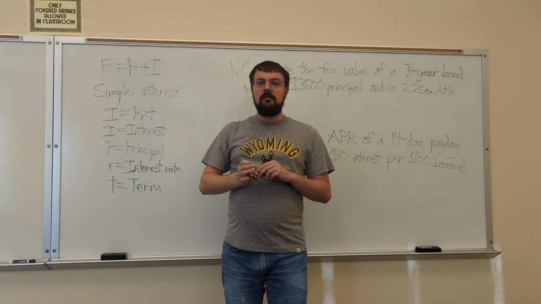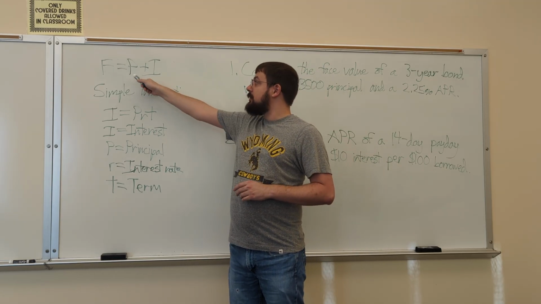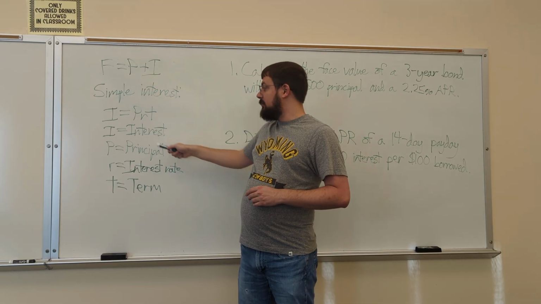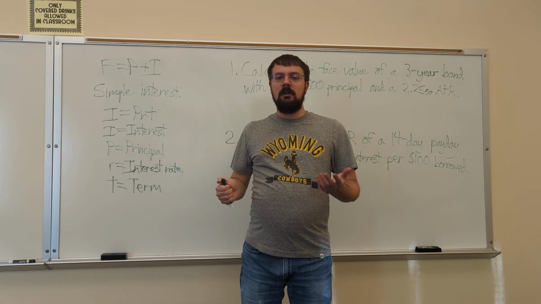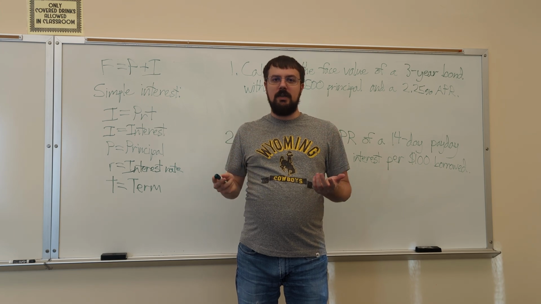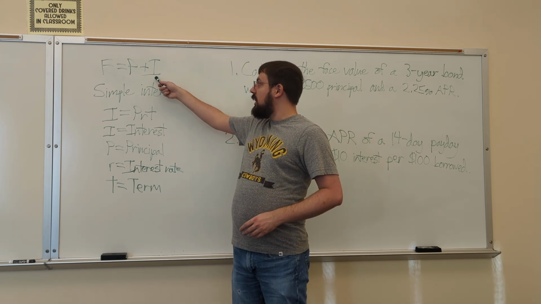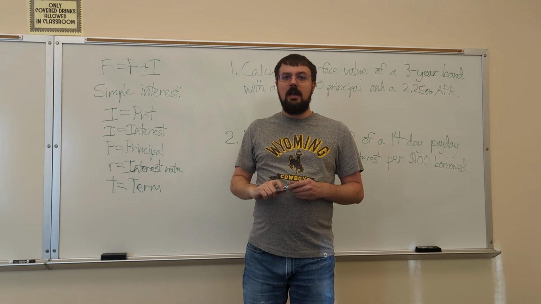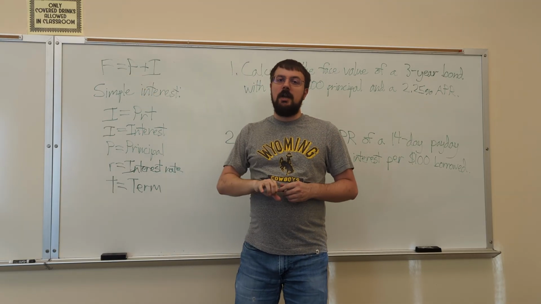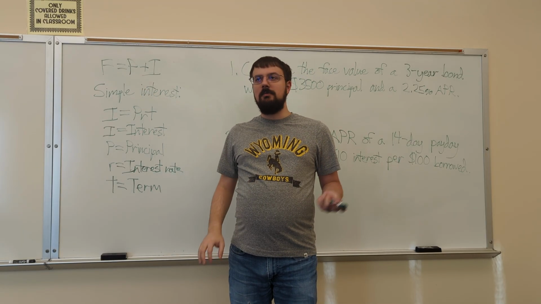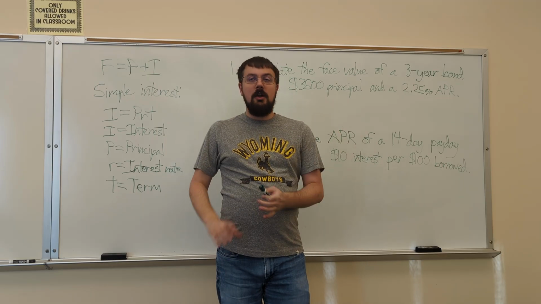So in this case, P is what we call the principal, and the principal is basically just the original amount of money that is borrowed. I is the interest that we are paying on that money, and F is our final amount, basically. So how much are you paying back at the end?